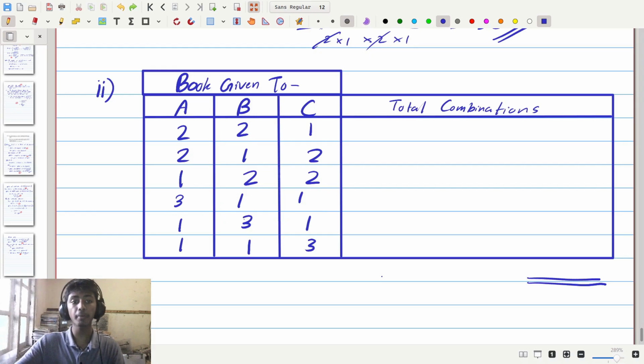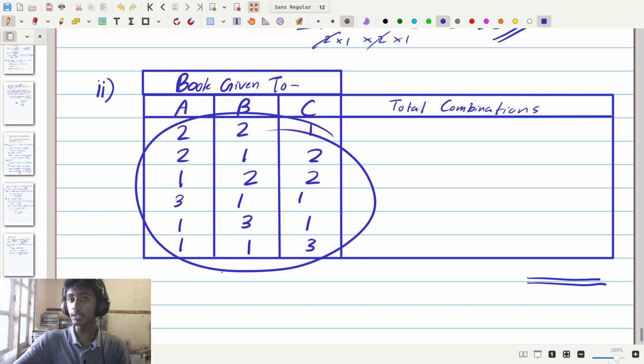We cannot have 1 person getting 4 books, because that would imply that 1 person must get 0 books, which we cannot do, since every person must get at least 1 book. So these are the cases involved. The case 1, 1, 1 is invalid. Also the cases where you have 1 book and 2 books are also invalid, since that will leave 1 book left over. So we have only these cases to deal with.